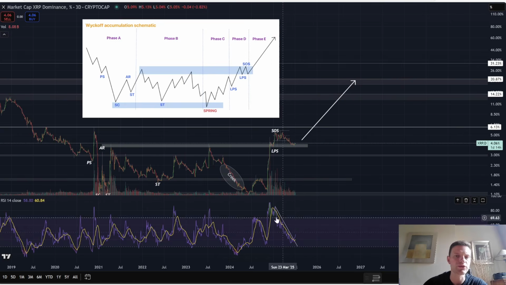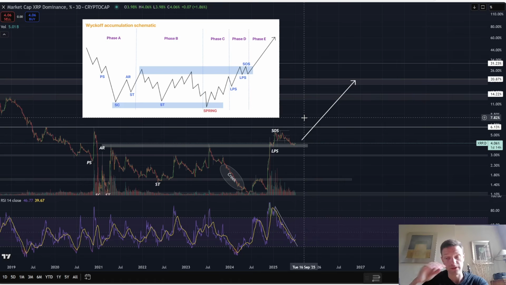Similarly, XRP dominance has broken the key downtrend on the RSI at the same time as the sign of strength phase is finding support on the previous range highs. The last point of support is the LPS. So that's where we are, in my opinion, waiting for a catalyst, waiting for something to take us to the upside. Could that be an ETF?